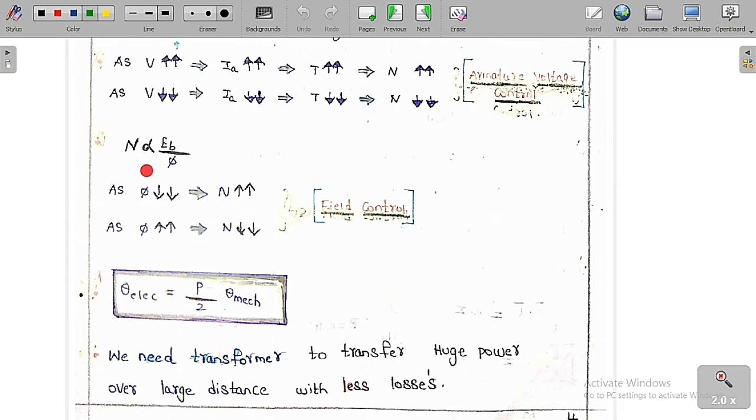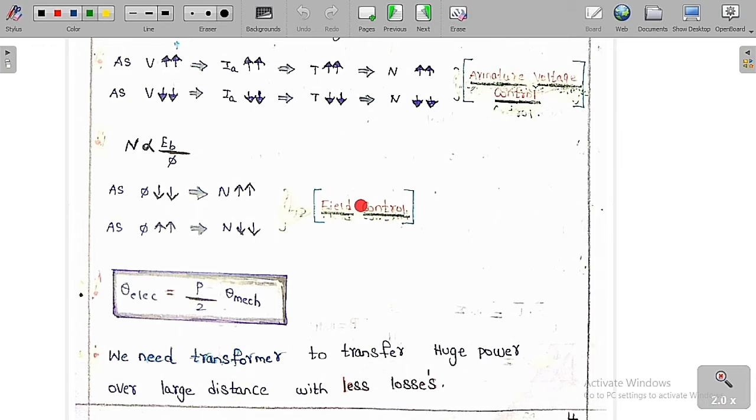And I already told you for DC machines, N is directly proportional to Eb by phi. Suppose, let me assume Eb is a constant value. Then, as flux decreases, the speed increases. As the flux increases, the speed will decrease. It is called the field control.